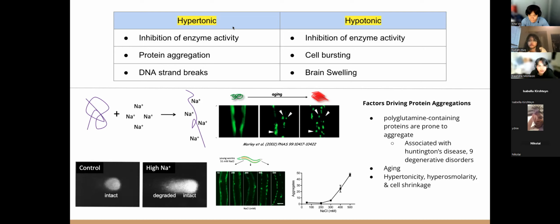Also, another thing that you should know is that exposing it to hypertonic solution can cause DNA strand breaks. The last thing I'll talk about in this slide is the factors driving protein aggregations. You guys should remember that polyglutamine containing proteins are more prone to aggregate and has been associated with Huntington's disease and nine neurodegenerative disorders. Another factor driving protein aggregation would be aging. Essentially, the older the organism, the older the cell, proteins will aggregate in an accelerated manner. And as I mentioned earlier, hypertonicity, hyperosmolarity, and cell shrinkage facilitates protein aggregation.